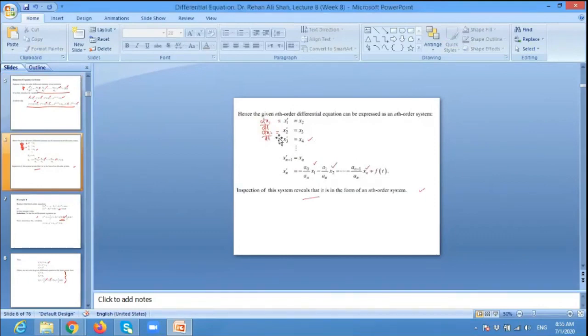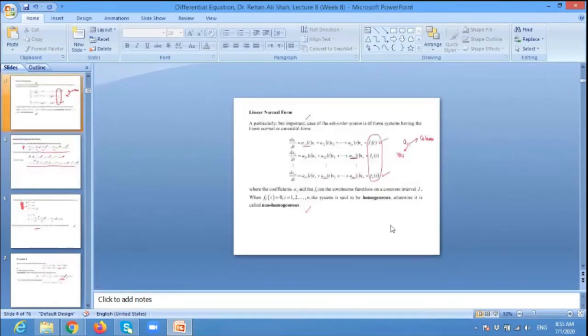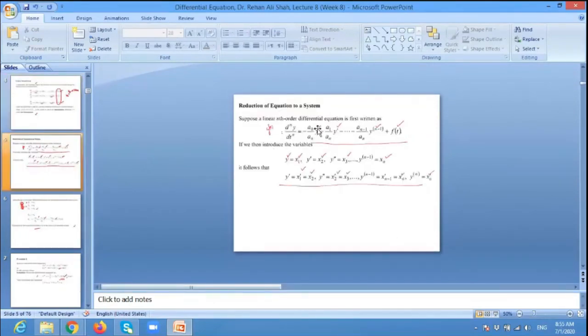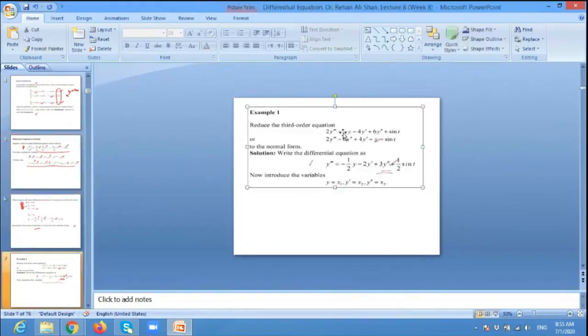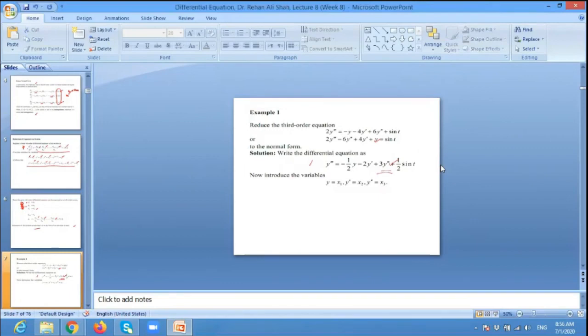That is x1 dash is equal to x2, x2 dash is equal to x3, and x3 dash is equal to x4. And this last equation is actually obtained by putting the values in the given differential equation, this one. So ये ऐसे समझ में नहीं आएगा if you take some specific example. Suppose this is a specific example 1. So convert this. The question is convert it into normal form. That is, the normal form means convert it into the system of differential equation.